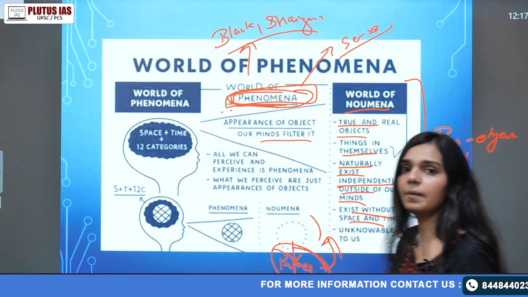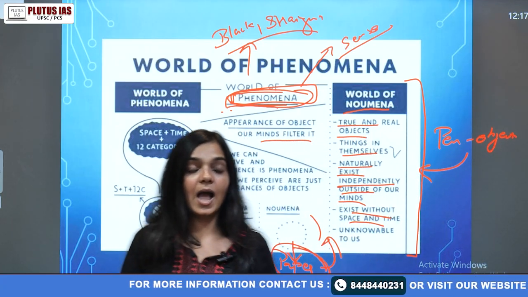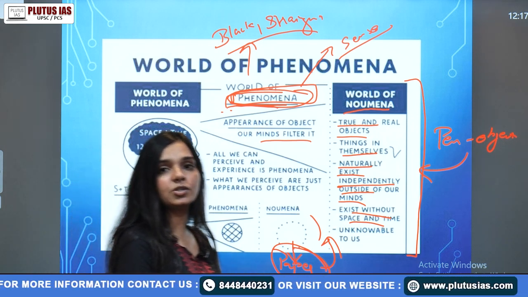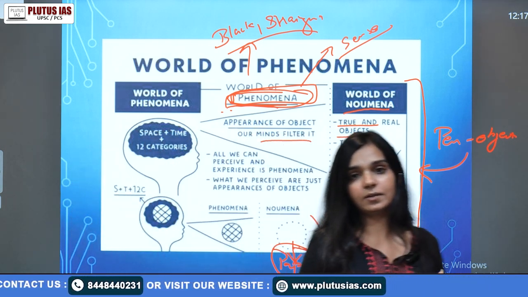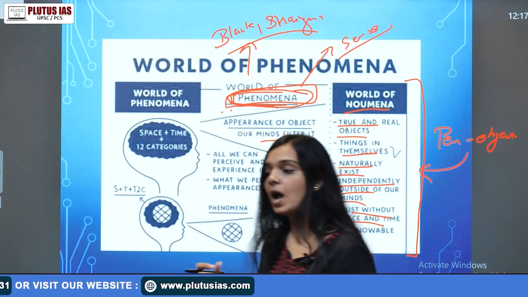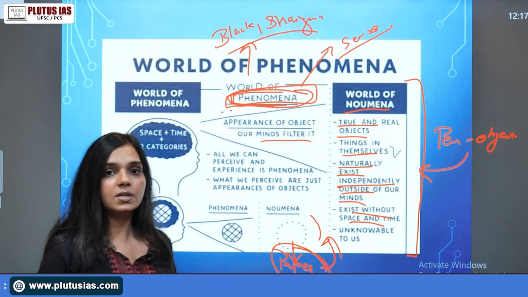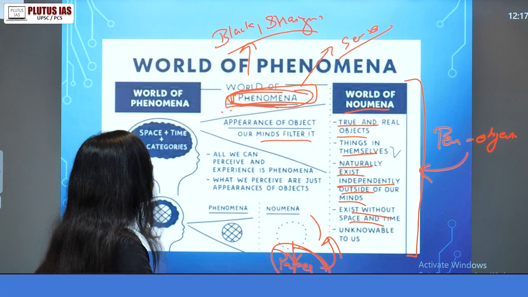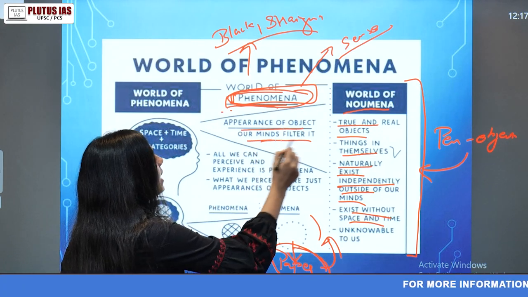Now what is phenomena? Me perceiving that paper. I get to know about all the questions. I get to read those questions. That's what phenomena is. How did that happen? After seeing it, right? So it's the appearance of objects, our minds filter it.